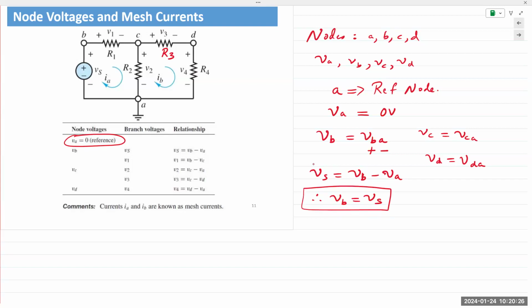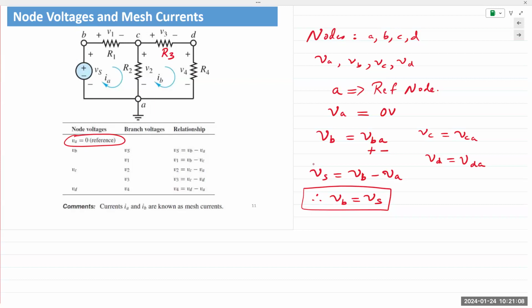And that leads me to the important point that if there is a voltage source present in the circuit, and you choose one end of that source as your reference, you automatically have a value for the node voltage at the other end of that power supply. Again, voltage source VS is connected between nodes B and A. So if we choose A as a reference, we automatically have a value for VB.